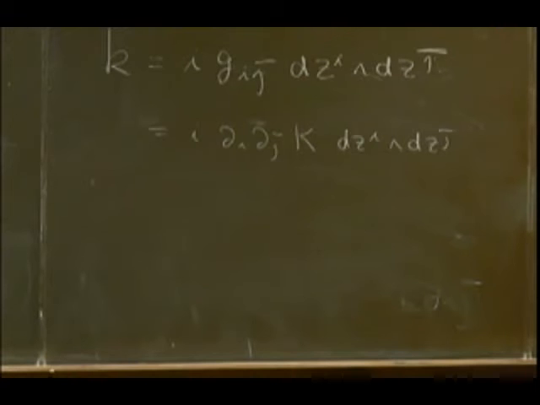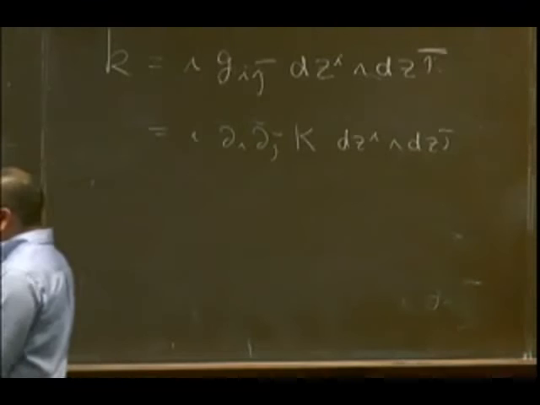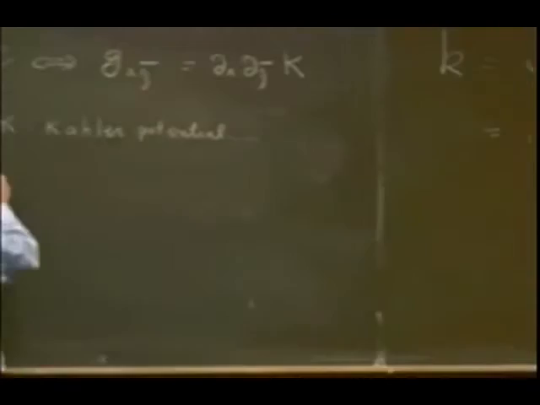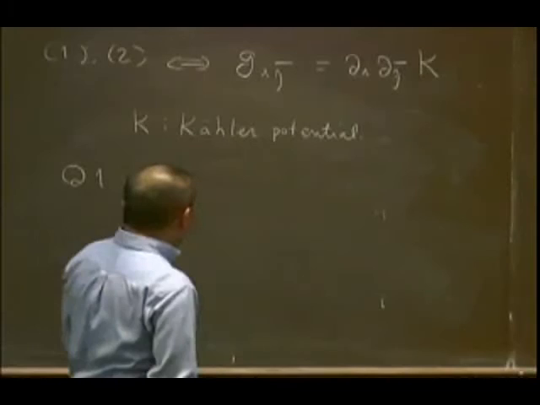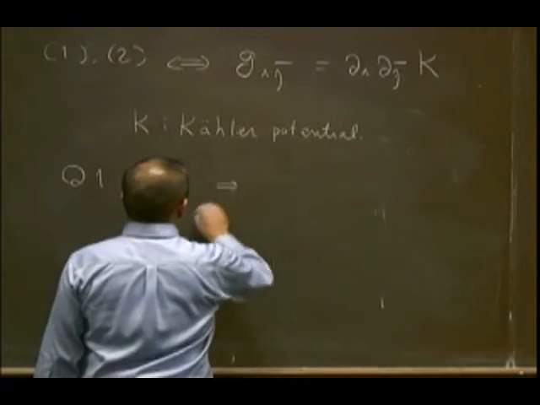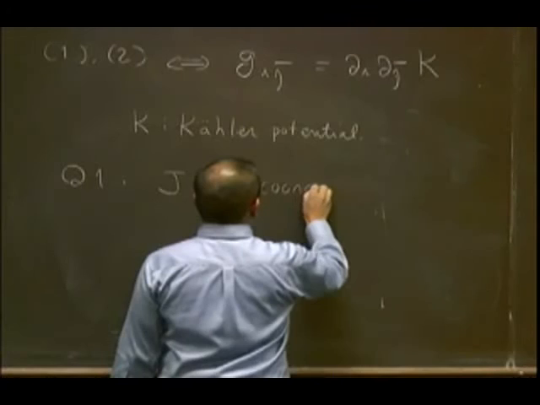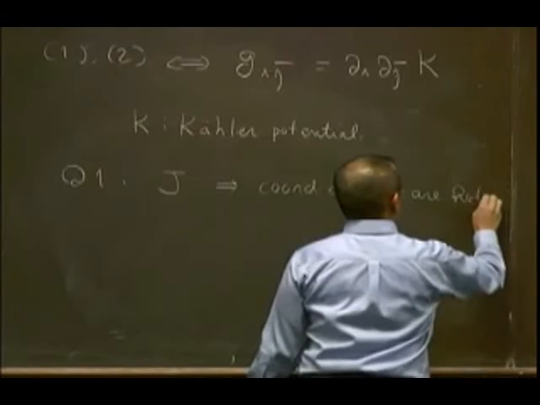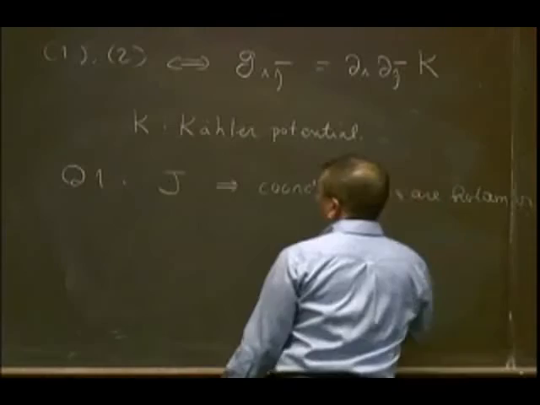Okay? So how am I doing with the time? Okay. So I have a couple of questions that I would like you to solve. The first question, I didn't write it on the blackboard, did I write it? I guess I wrote it. That is, for a given J, if you use J, then the coordinate changes are holomorphic. So that was the first question.